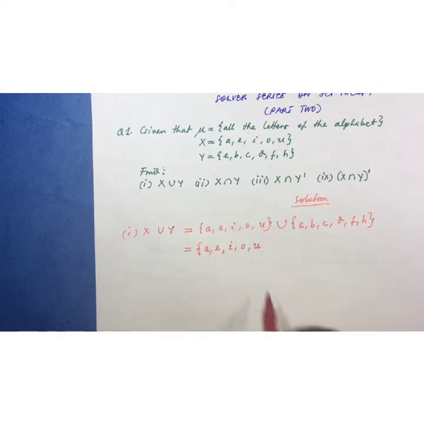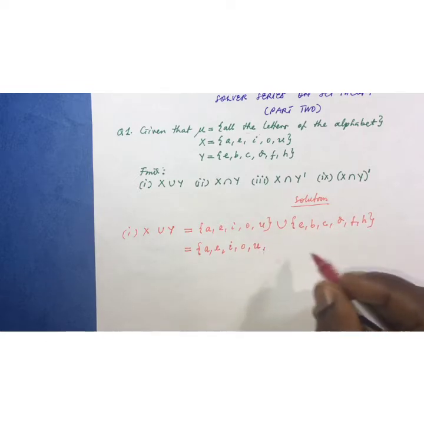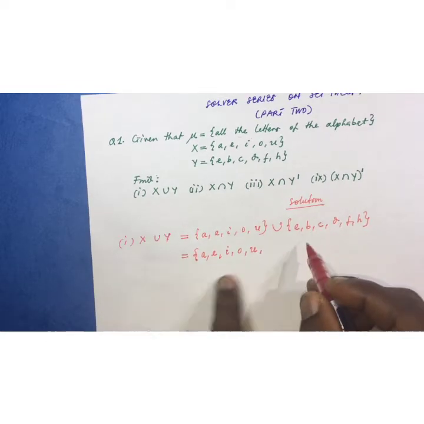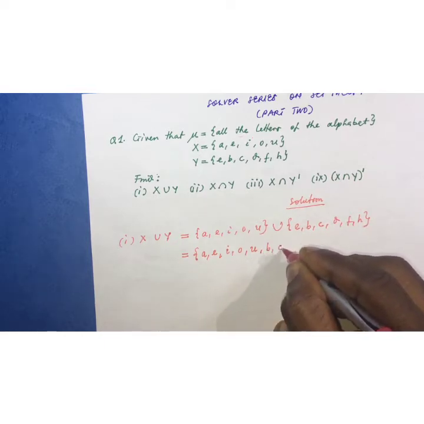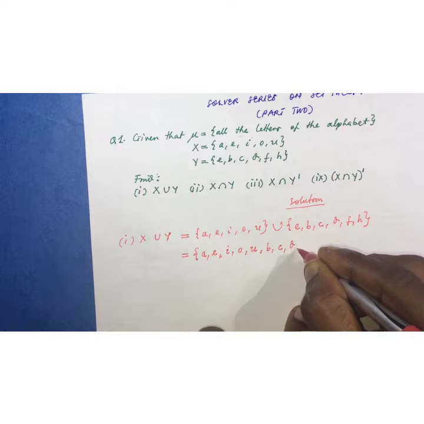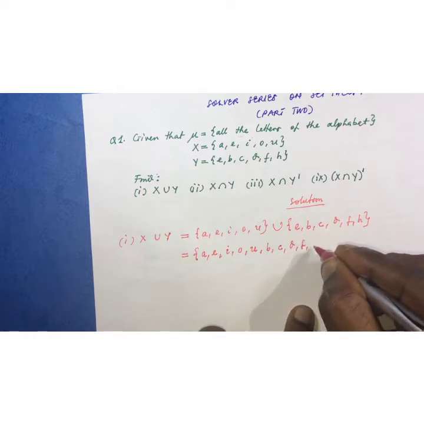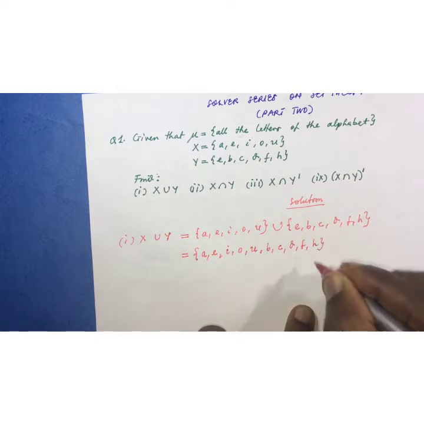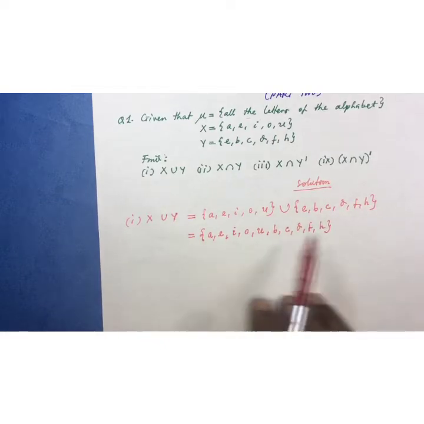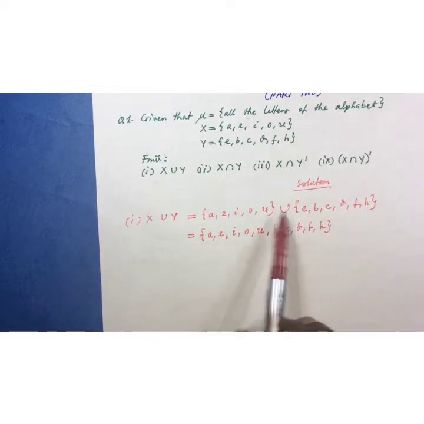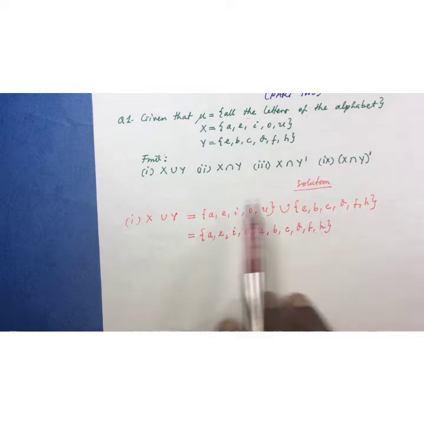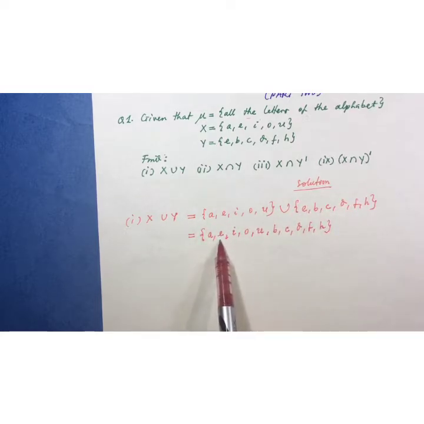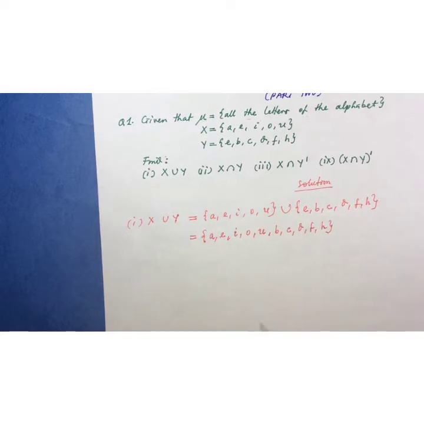So now the next element I'm going to write is E. I've already written E. B, I'm going to take B. I'm going to take C. Now D, I'm also going to take. F, I'm going to take. And then H, I'm going to take. So this gives the union of the two sets. Take note, there is an element repeating, and that element is E. Although it repeats in both sets, I have only written it once. So in the union, it appears just once.